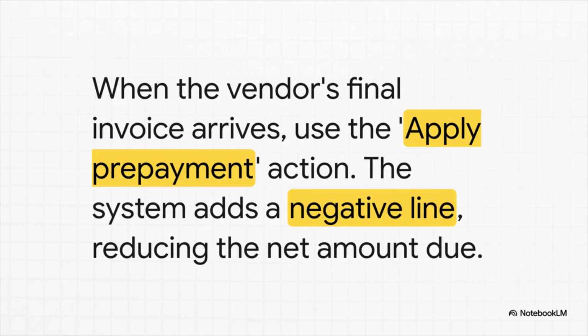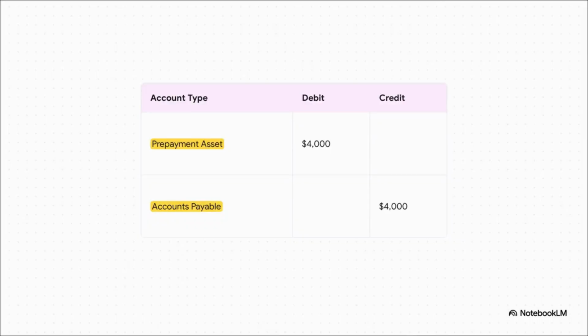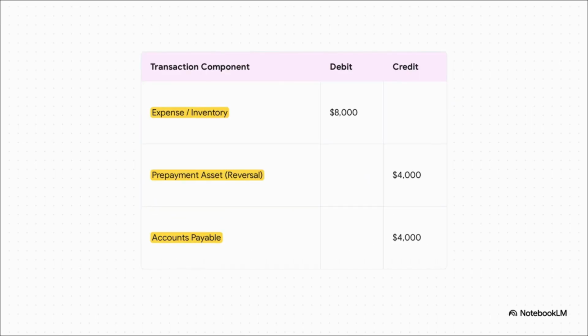It's perfectly clean, super transparent, and leaves a great audit trail. And if you want to geek out on the accounting for just a second, let's look at what's happening behind the scenes. When we posted that first prepayment invoice, it was a really simple entry. We debited our asset account for $4,000, and we credited accounts payable for the same amount. That's it.